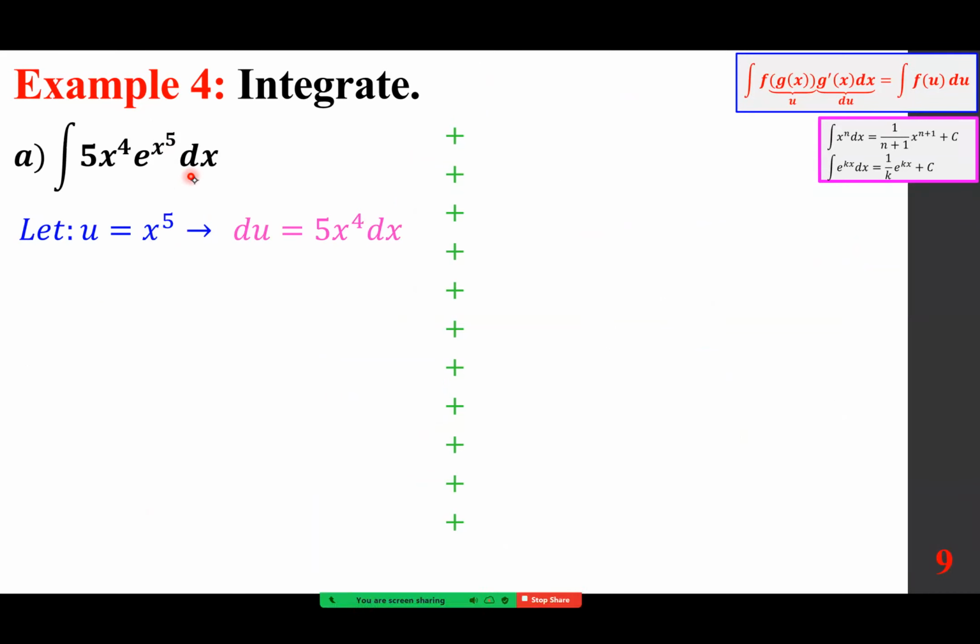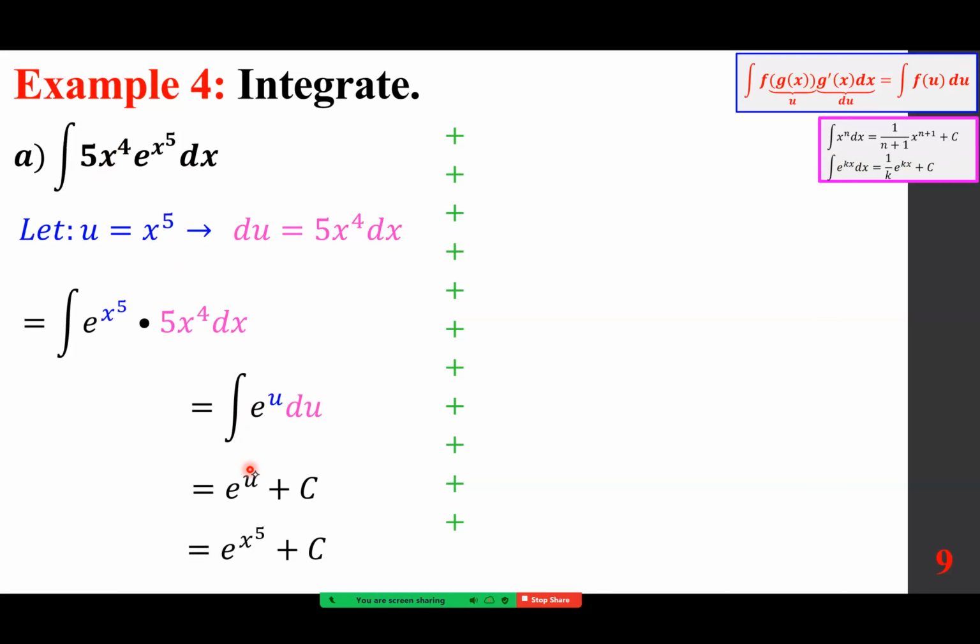Let's move this next to dx. So clearly we have e to the power of u du, and the answer is e to the power of u plus a constant. Replace the u with x to the power of 5. And all you have to do, if you differentiate this, you must get the same answer without the dx. You can check your work.